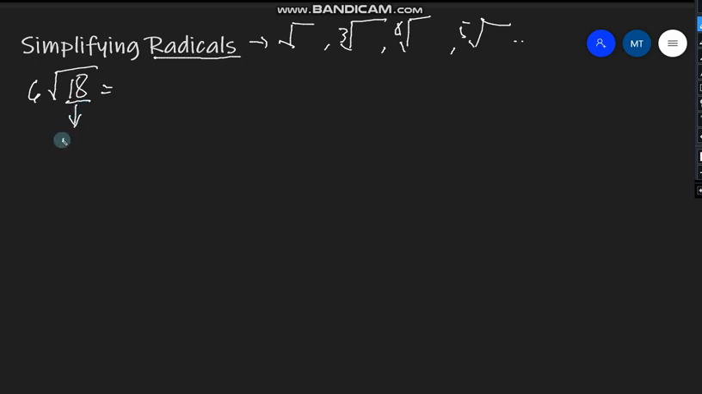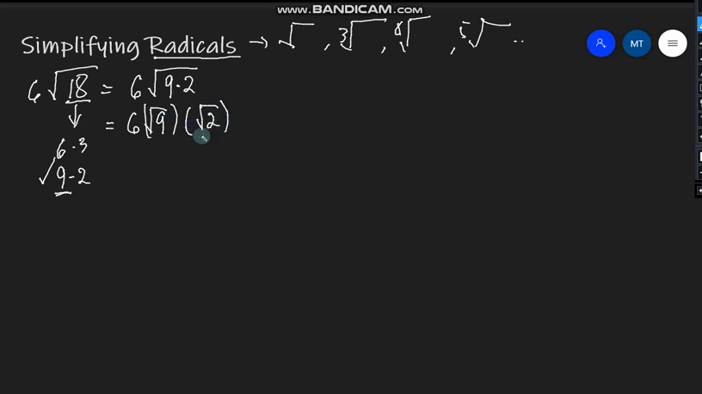So, what are the factors of 18? It can be 6 times 3 and 9 times 2. But just like what I told you, one of the factors must be a perfect square, and we need to get 9 times 2. Why? Because your 9 is a perfect square. Now, we will rewrite 6 square root of 18 as 6 square root of 9 times 2. They're just the same. And we can separate square root of 9 and square root of 2, so you have 6 times square root of 9 times square root of 2.